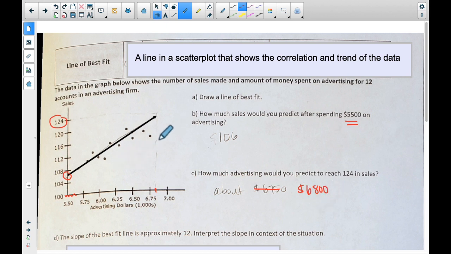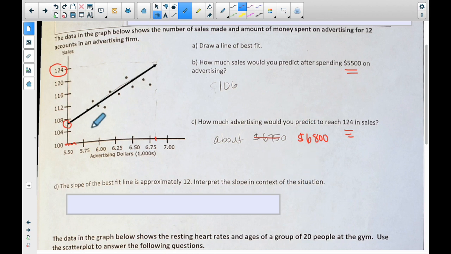Okay, so it's just an estimate, but the line allows us to make that prediction. If we didn't have a graph, we couldn't make a prediction. And we want to be able to say, hey, if you spend this much money, you can actually sell 124 of them, whatever you're trying to sell.